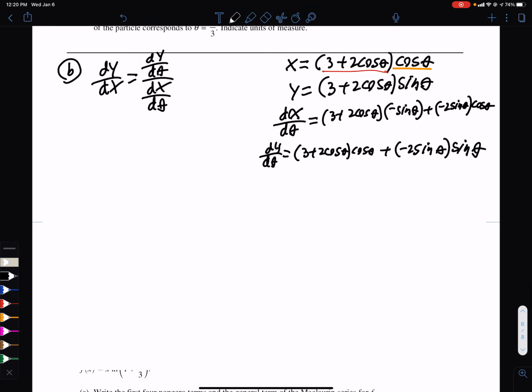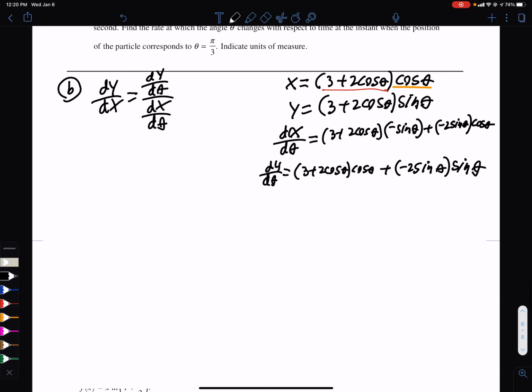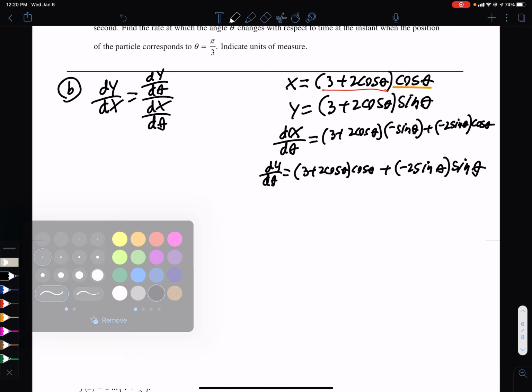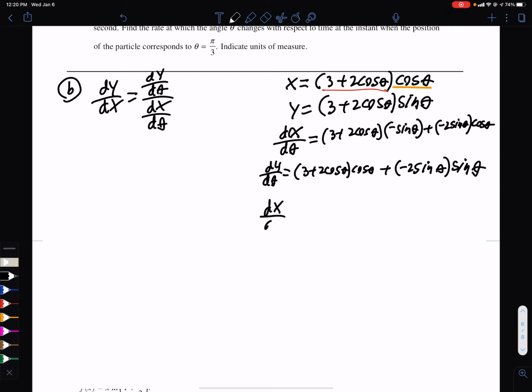So I need dx d theta at pi over 2 and dy d theta at pi over 2. So I'm going to just do that here, dx d theta at pi over 2. So we're going to plug a pi over 2 here. Cosine of pi over 2 is 0, so that's just going to be 3. Sine of pi over 2 is 1, but it's negative. But cosine of pi over 2 is 0, so that's not even going to be there. So we have our answer of negative 3.